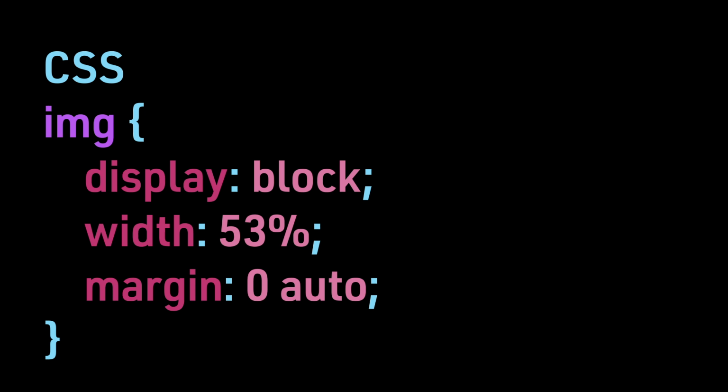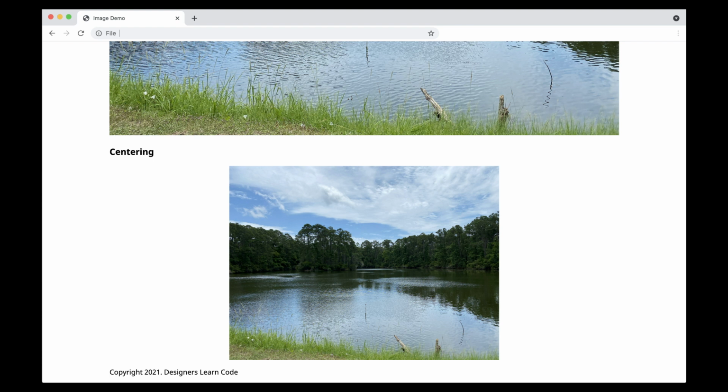Also, we really don't need to explicitly state the height, as the default is that the browser will assume you want the displayed height to be proportional to your set width. Finally, we need to set the margin left to auto and the margin right to auto. You can either set these separately or use the shorthand. This is the result.